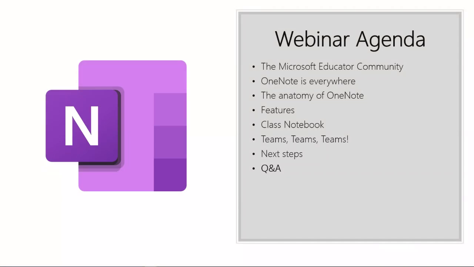Let's have a look at where we're going to go today with this webinar. We're going to look first at the Microsoft Educator community, which is your online portal for professional development. Then we're going to look at OneNote and where we can get it and what it looks like and what devices it works on. And then we're going to break down OneNote, so looking at the anatomy of OneNote and how it's structured, and then we'll look at its features and some of the things that we can do.